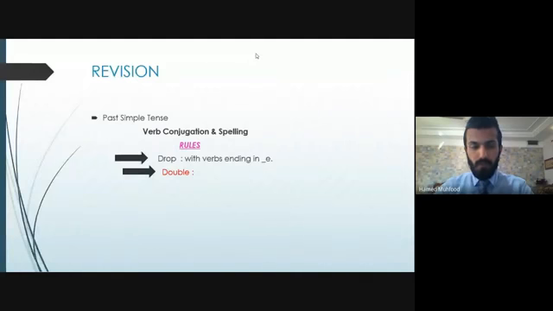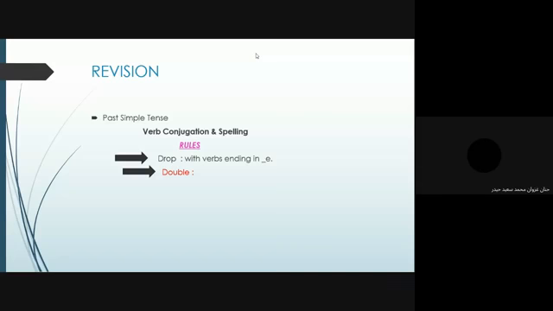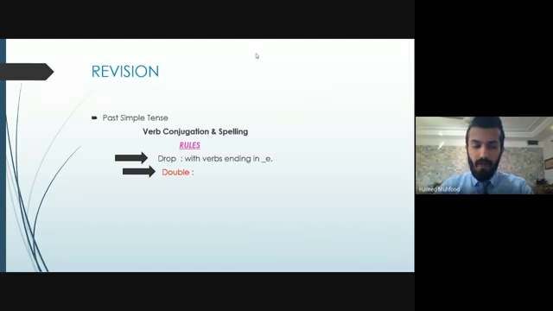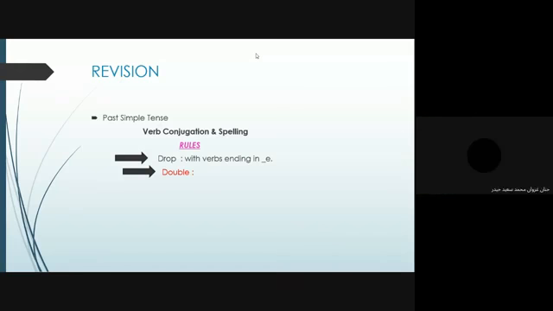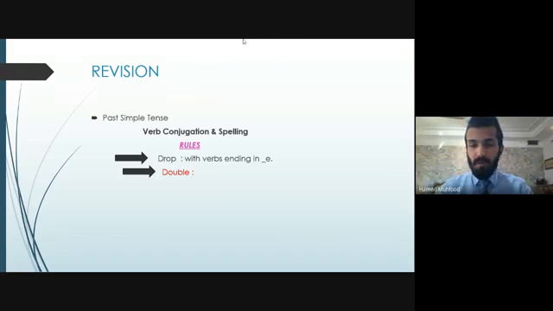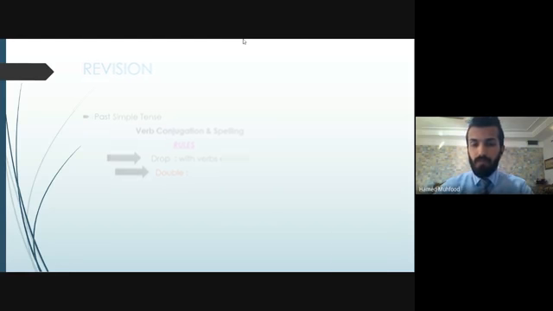Okay. So the second one is double, to double. What should we double? Do you remember what we should double? Do you remember? If the verb ends in a consonant letter, we double the last letter and we add ed. Yes, so if the verb ends in a consonant letter, what about the letter which comes before, the vowel? So the second rule is to double. To double what? To double the last letter.